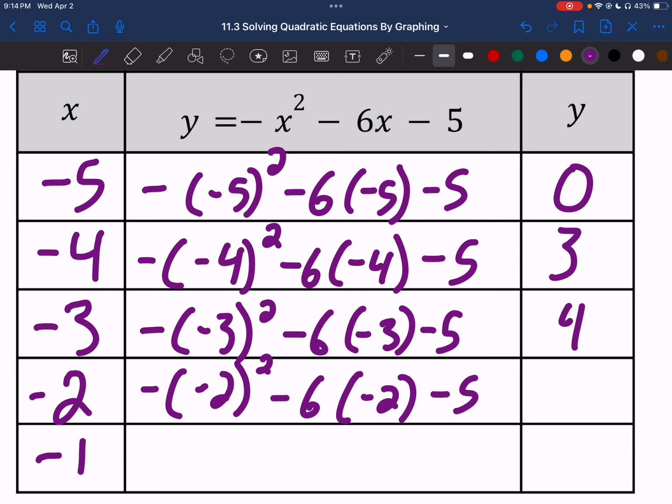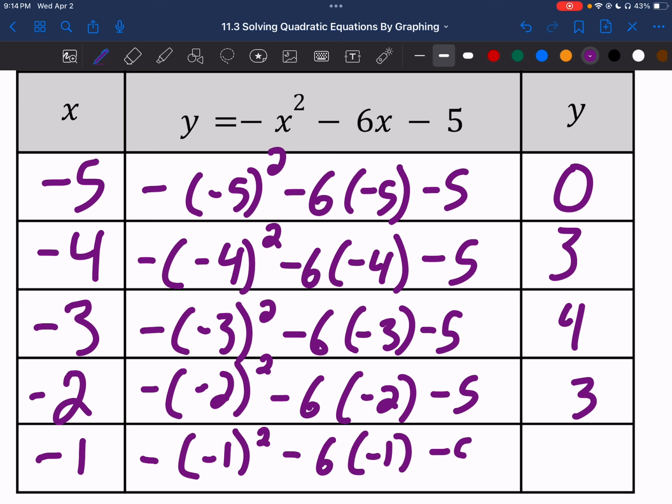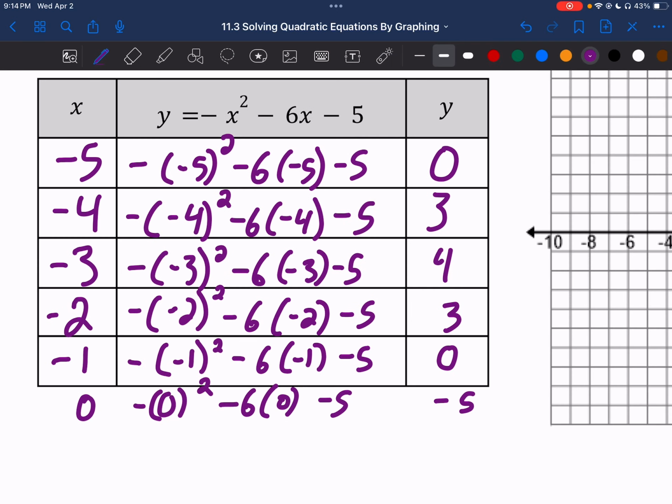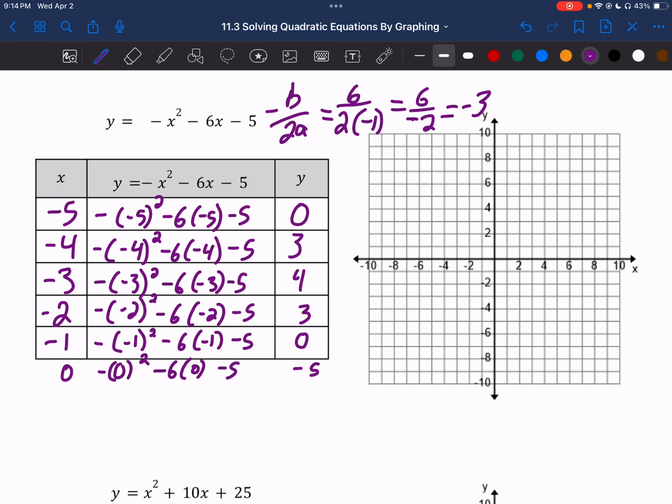And we get a value of 3. And the opposite of negative 1 squared minus 6 times negative 1 minus 5 is going to give us 0. Let's throw one more in just for good measure because it's easy. The opposite of 0 squared minus 6 times 0 minus 5 gives us negative 5 as our y-intercept. So let's graph these points and we can see where we're at.